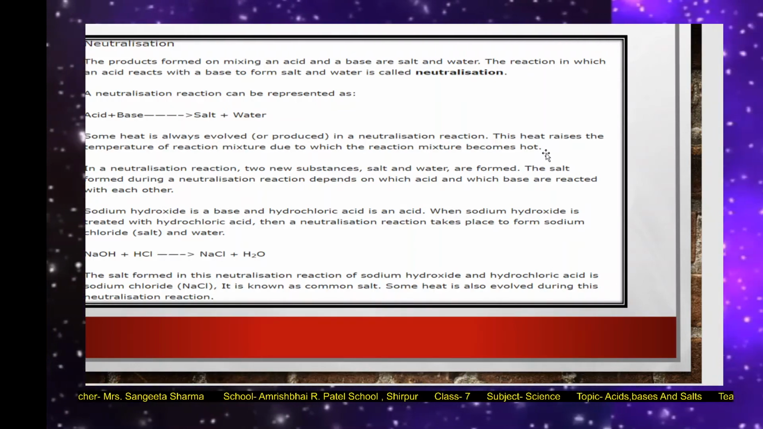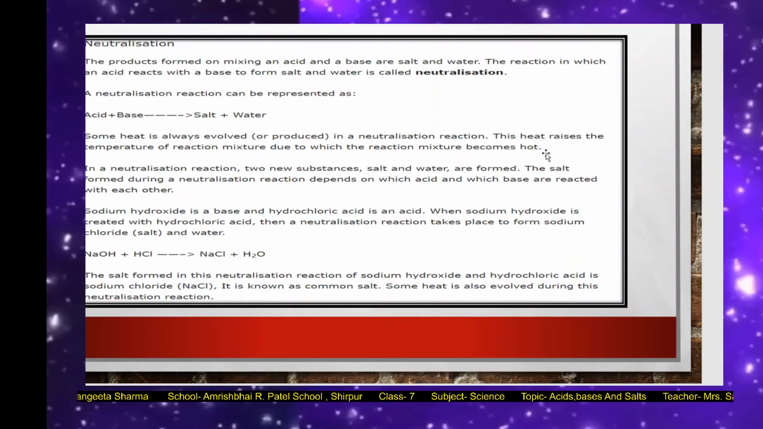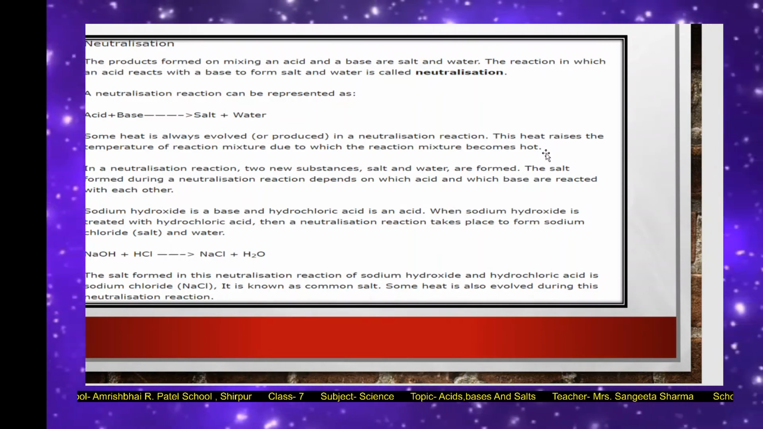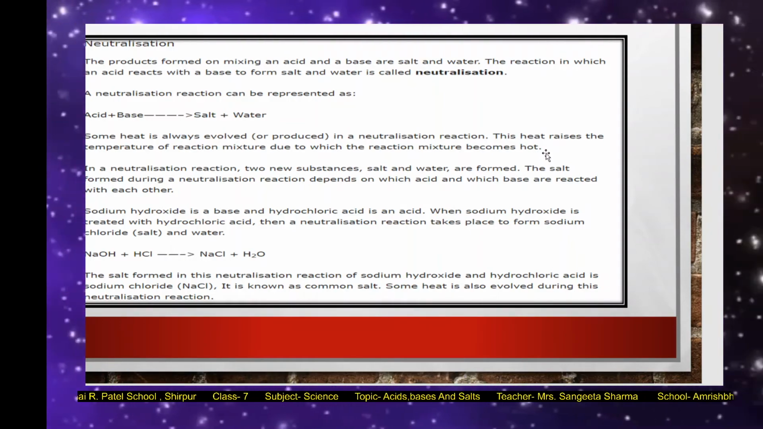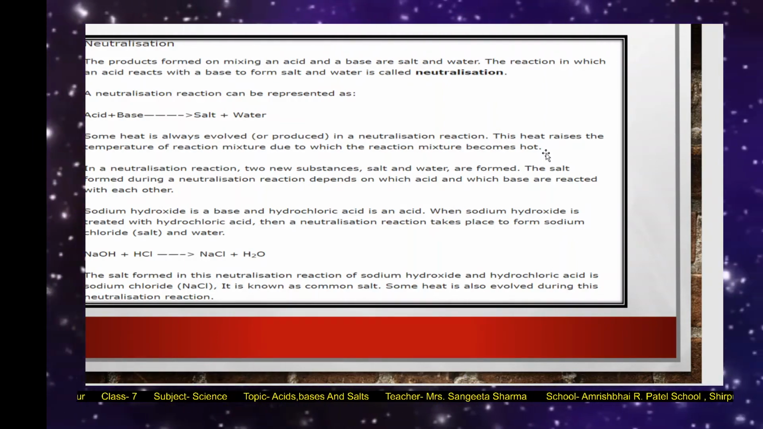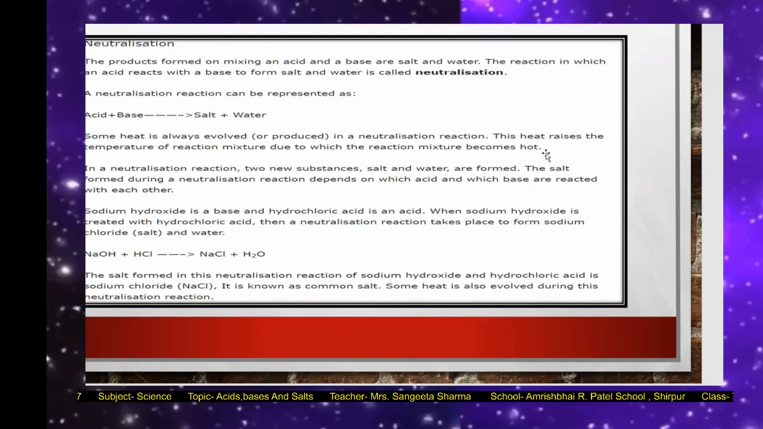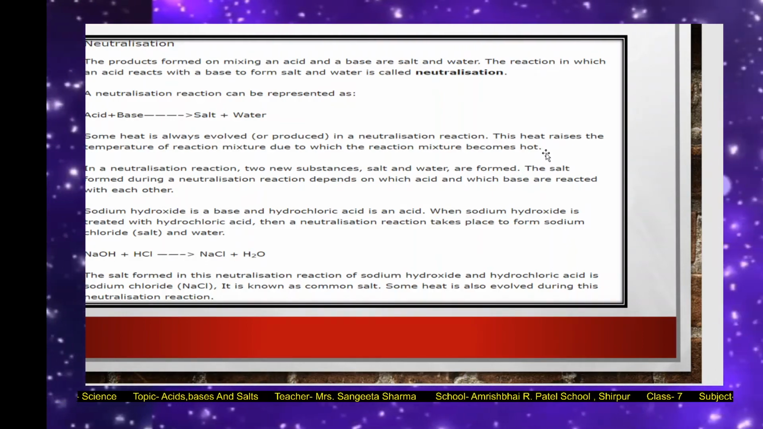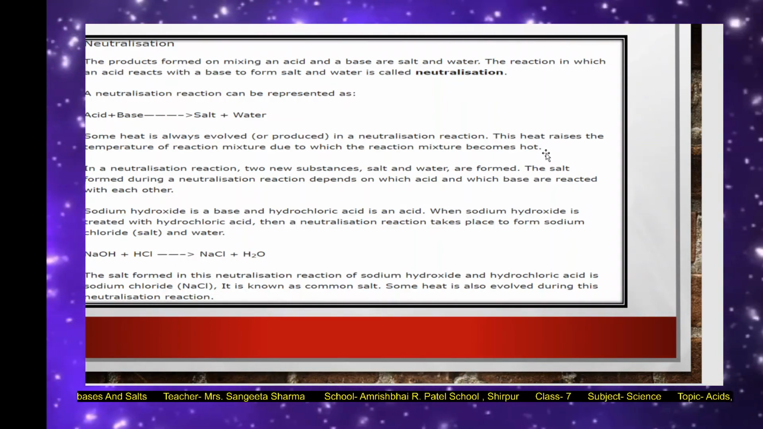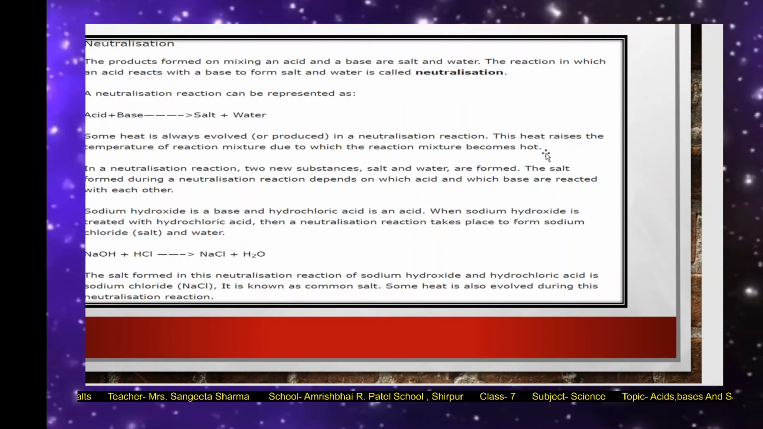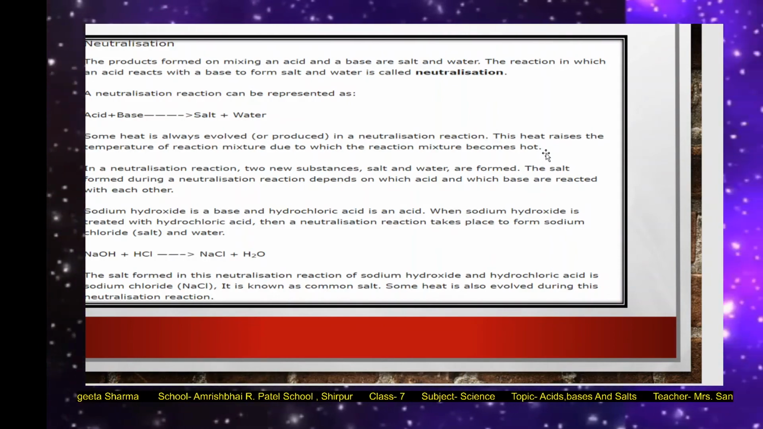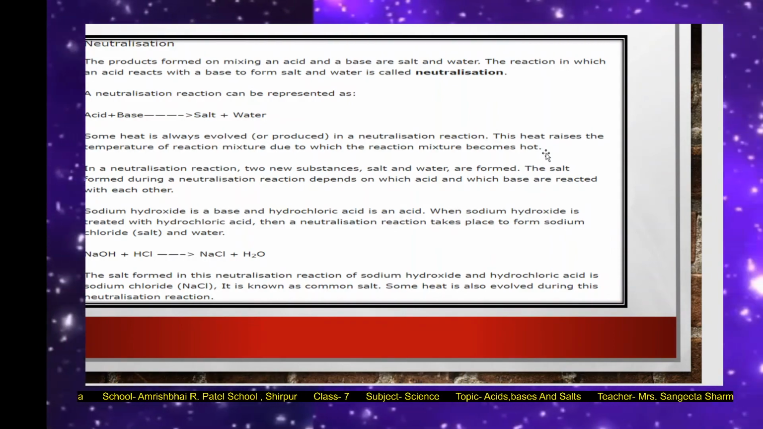In a neutralization reaction, two new substances, salt and water, are formed. The salt formed depends on which acid and which base are reacted with each other. For example, sodium hydroxide and HCl are a strong base and a strong acid. If they react with each other, they will form sodium chloride and water. What is sodium chloride? NaCl. That is the common table salt that we use at our home. The salt formed in this reaction is sodium chloride.